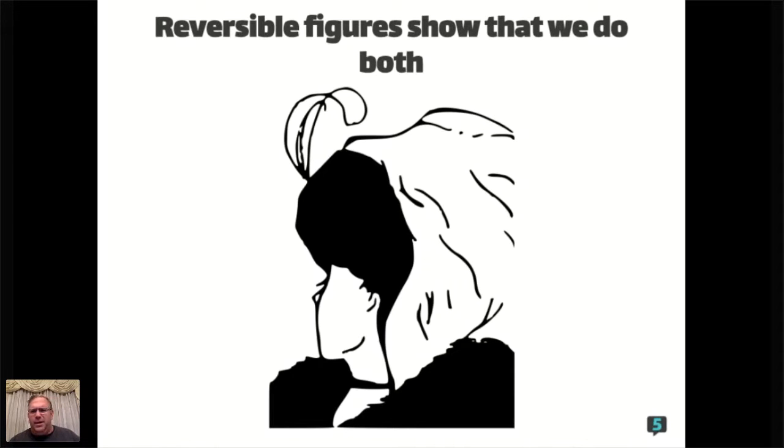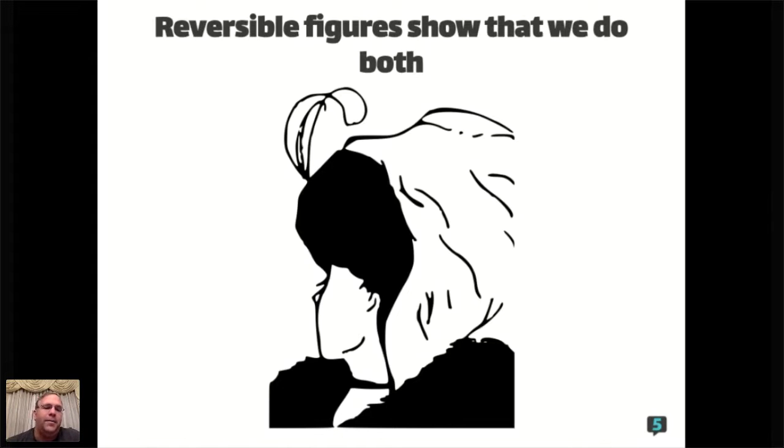And you say, well, how do I see the old lady? Well, in this case, we're going to have to do some bottom-up processing here. And by the way, if this is the first time you've ever seen this, and you see one but not the other, when you see that other, that's when your mind can be blown.